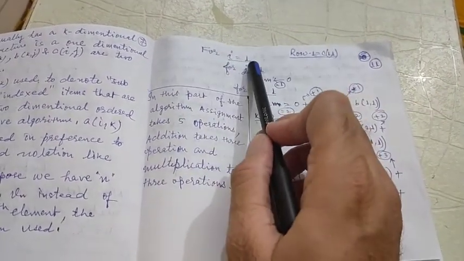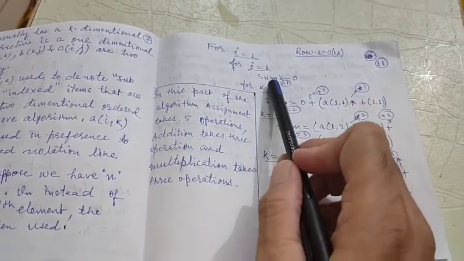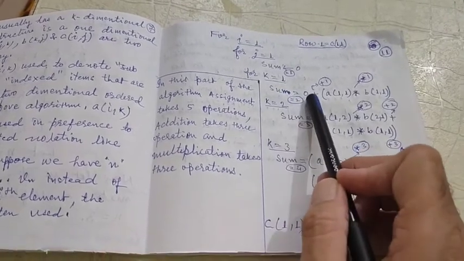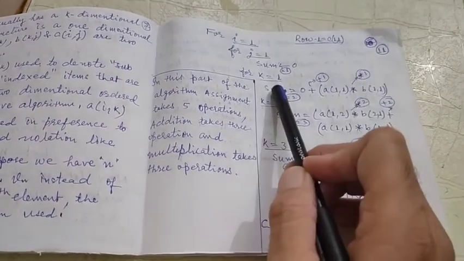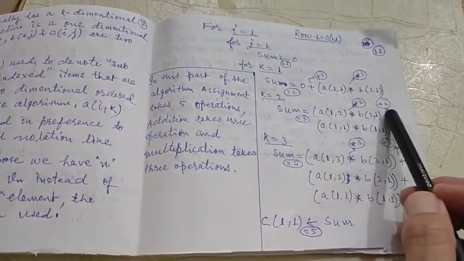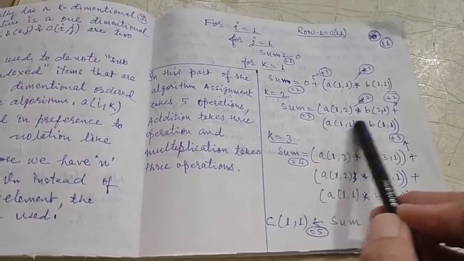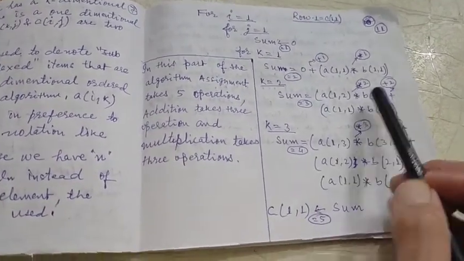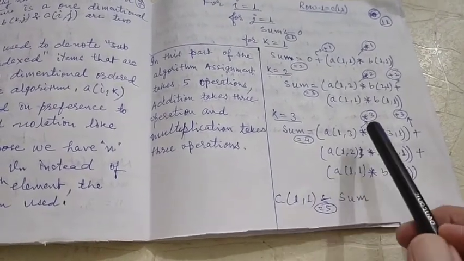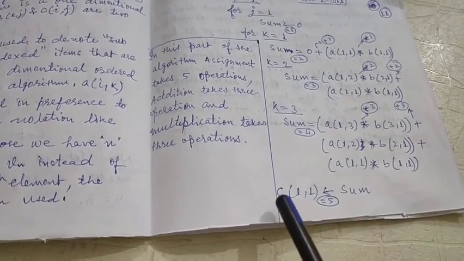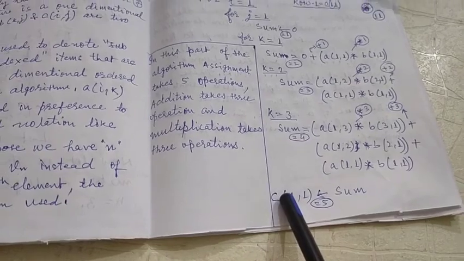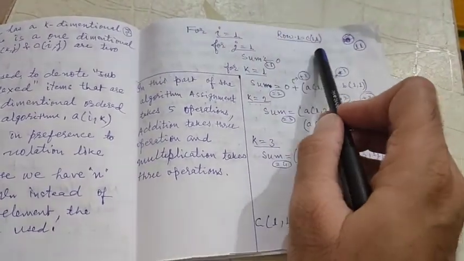For i equal to 1, for j equal to 1, sum is 0, k is 1. First time sum will be 0 plus this. K equal to 2, sum will be the first one added by the second one. K equal to 3, sum is the first one, second one and third one. So I get C11, and sum will be stored in C11. So this is row 1.